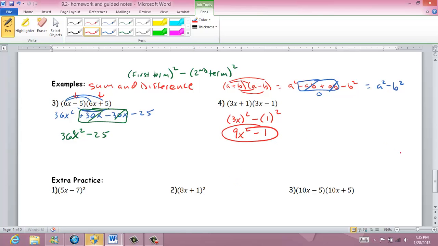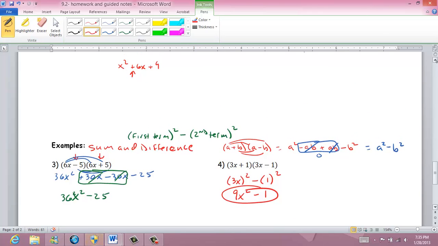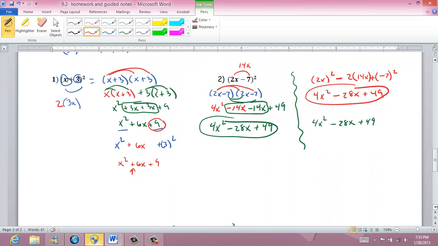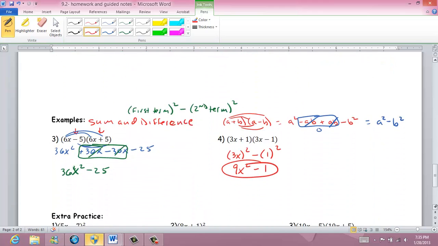And we are done. Now, if you don't know when you can use these shortcuts, and when you cannot use these shortcuts, it is best to just go ahead and multiply them the way you see them. And that is today's lesson.